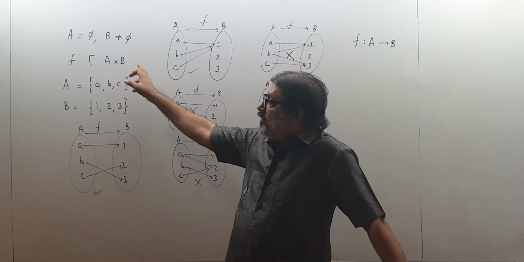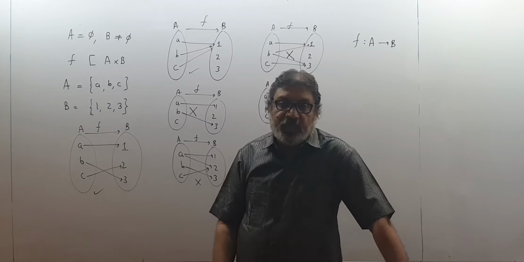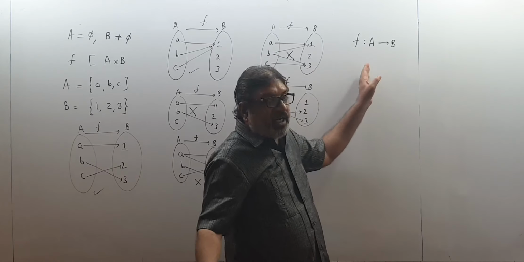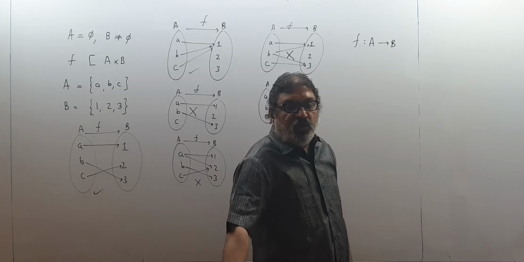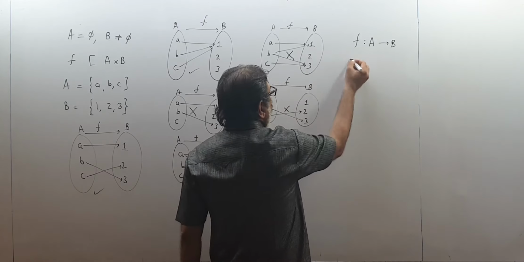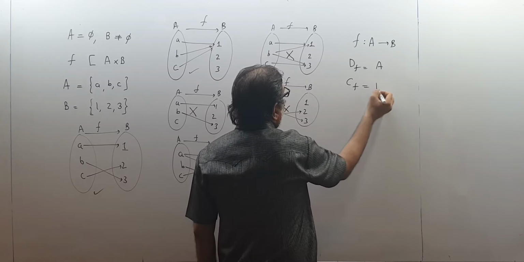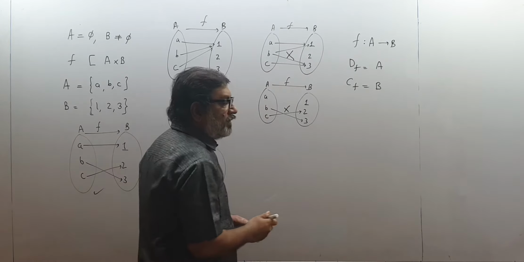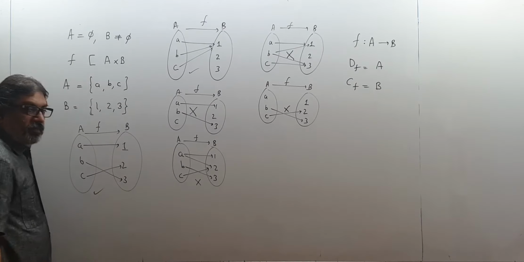So function is a subset of two non-empty sets A and B. F is a subset of A cross B, and we write like this: F is a function from A to B. A is called the domain of the function, B is called the codomain of the function. So domain of the function will be A, codomain of the function will be B. Like this we think.